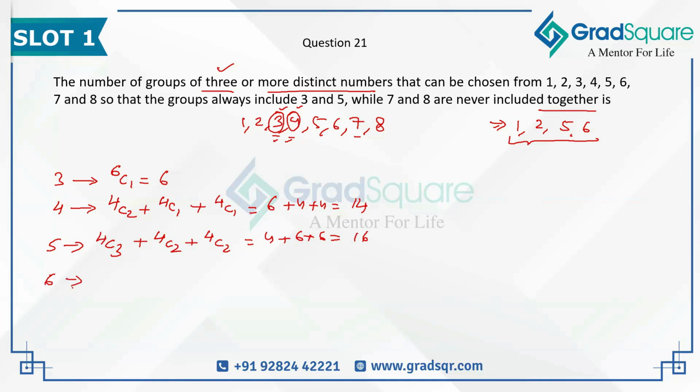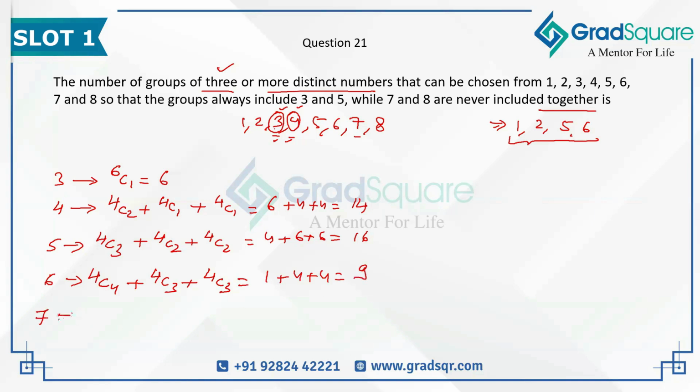If I have to select 6 numbers, 2 numbers are already there, 3 and 5. I can select all of these 4 numbers. So that is 4C4. Or I can have 3, 5 and a 7. In that case, out of 1, 2, 4 and 6, I would need 3 numbers. Or I can have 3, 5 and 8. Then out of 1, 2, 4, 6, I can take any 3 numbers again. So 4C3. 4C4 is 1, 4C3 is 4 and another 4 over here, which makes it 9.